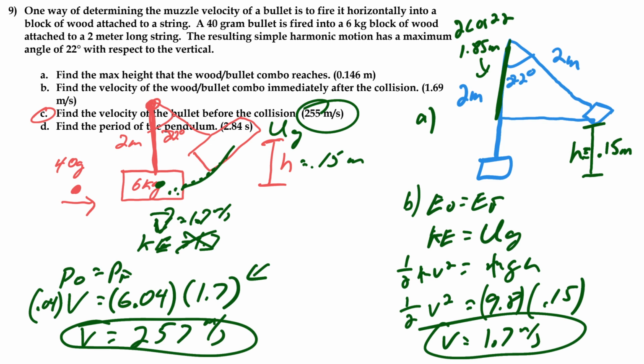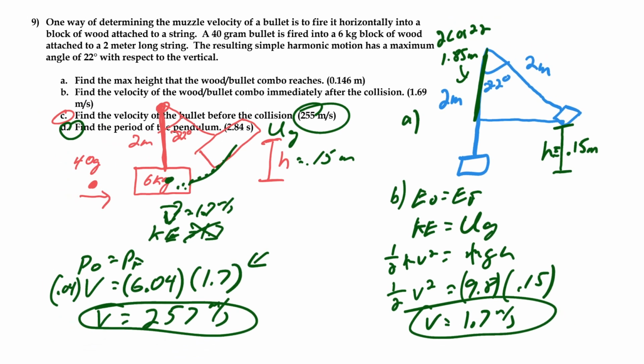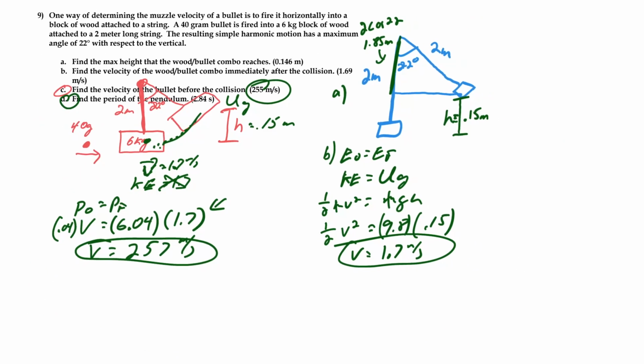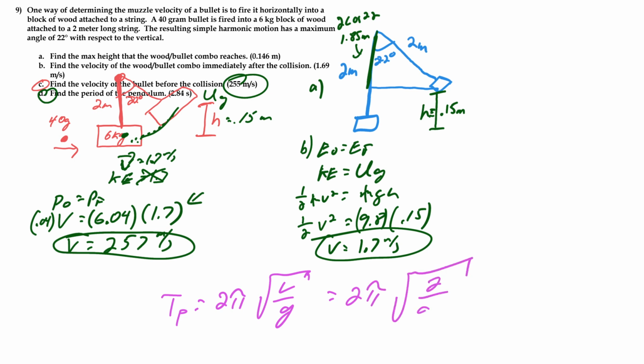All right, last one. This isn't really a part of the unit, but I'm going to throw it in anyways, and that's what's the period of the pendulum. So for this one, it's just a simple equation. The period of a pendulum is T equals 2 pi square root of the length of the pendulum divided by little g. So 2 pi times the square root of our length, which was 2, divided by 9.8. All right, and you get 2.84 seconds.